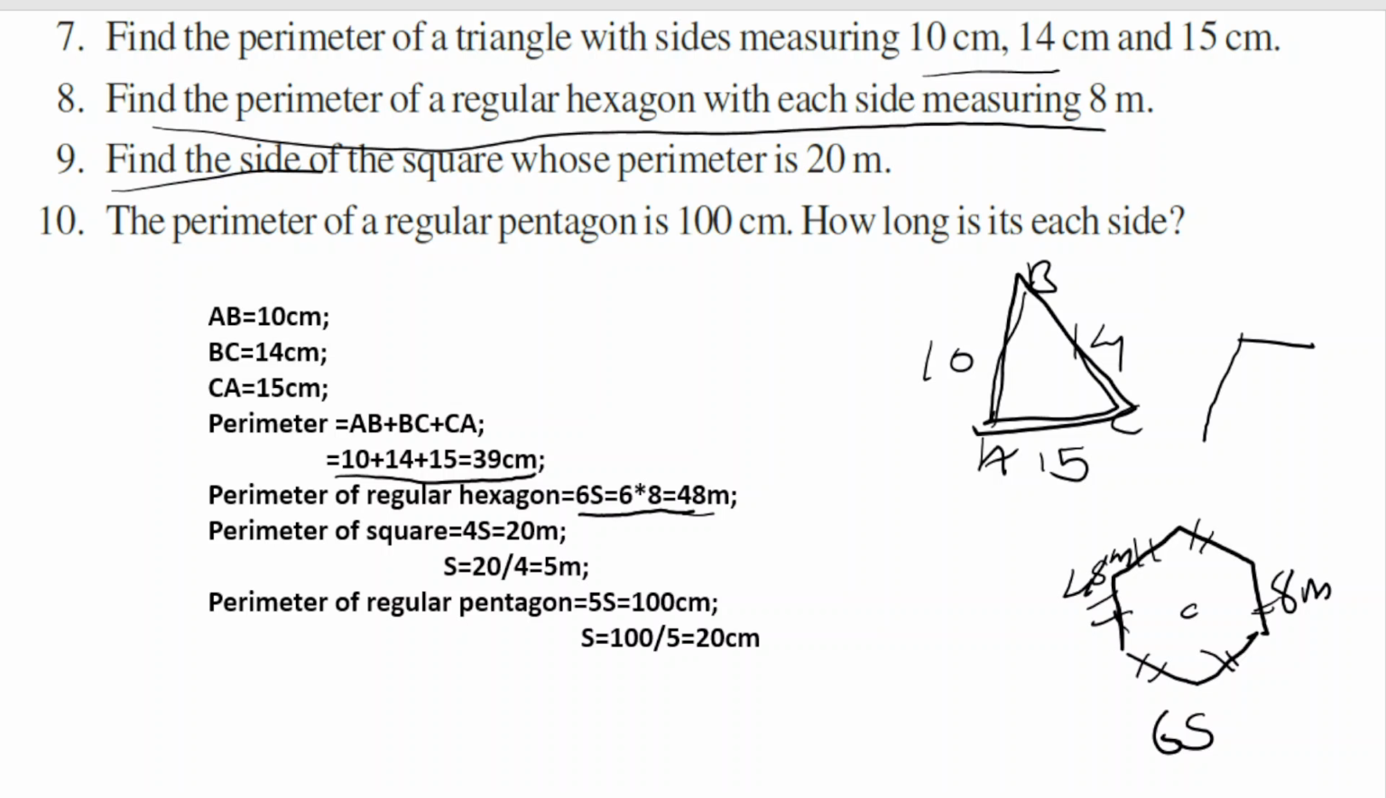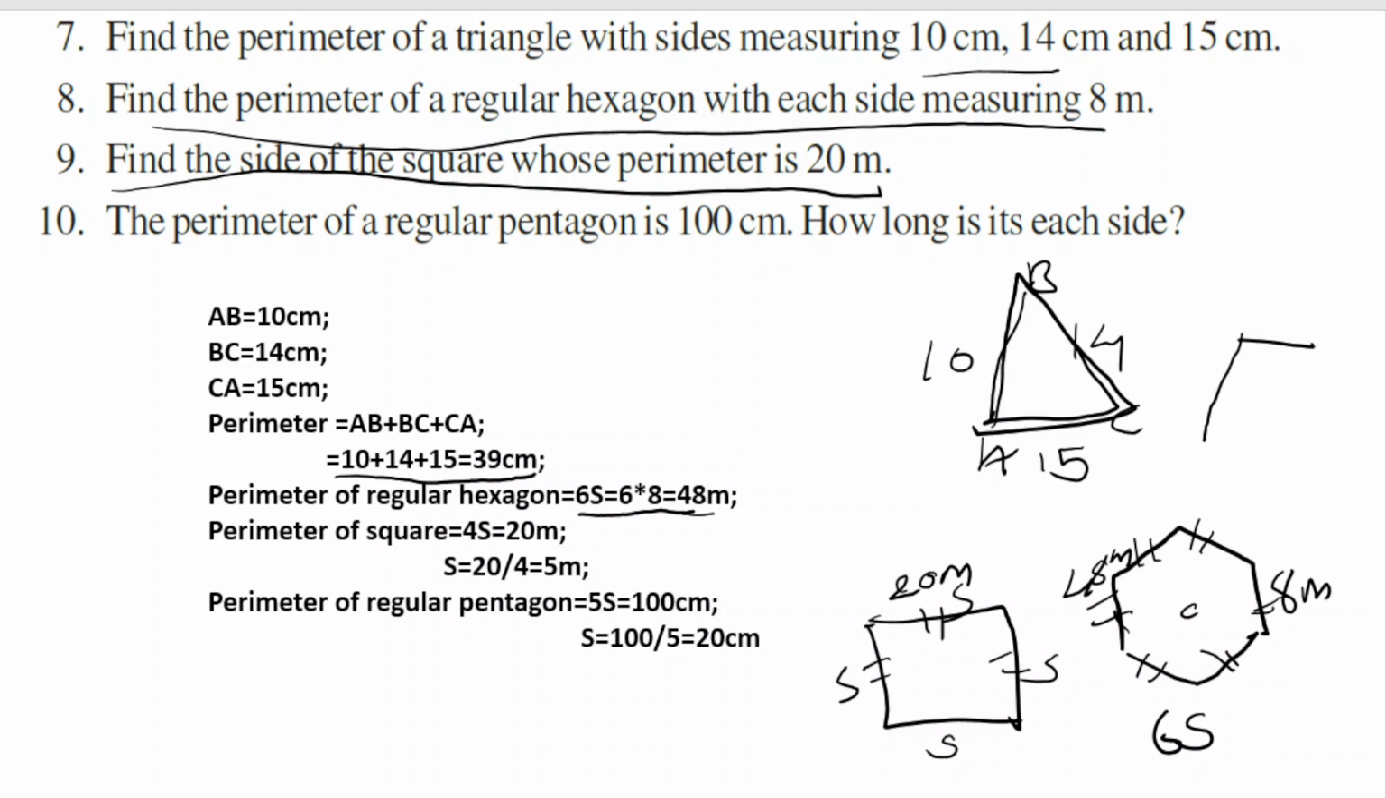And find the side of a square whose perimeter is 20 meters. Suppose this is a square whose perimeter is given as 20 meters. You know that in a square all the sides are equal. So the perimeter is nothing but 4s. Here 4s is equal to 20 meters, and you need to find out each side. So s is equal to 20 by 4, and this is 5 meters. So each side is 5 meters.